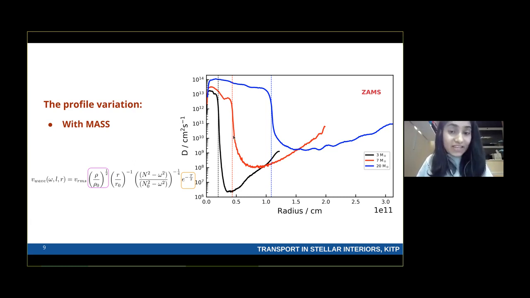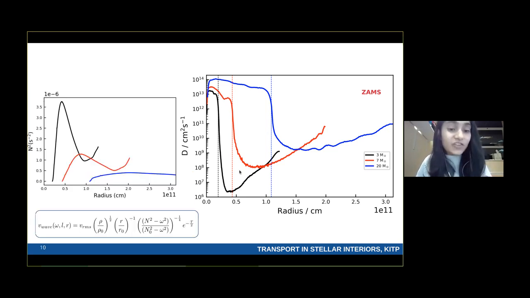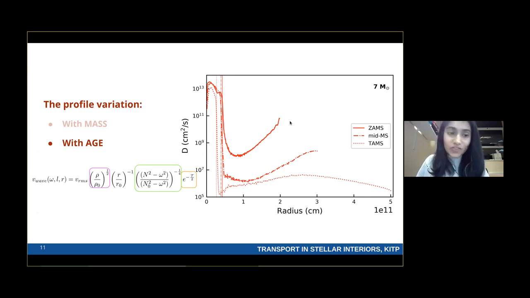We also see that the mixing is stronger for the 20 solar mass model compared to the 3 solar mass model. This can be explained by the stronger convective driving in a massive star than in a low mass star. There is another factor, the Brunt-Väisälä frequency. The lower Brunt-Väisälä frequency for a more massive star leads to lower damping, contributing to the stronger mixing that we see in the high mass star. So here is how the profile varies with age.